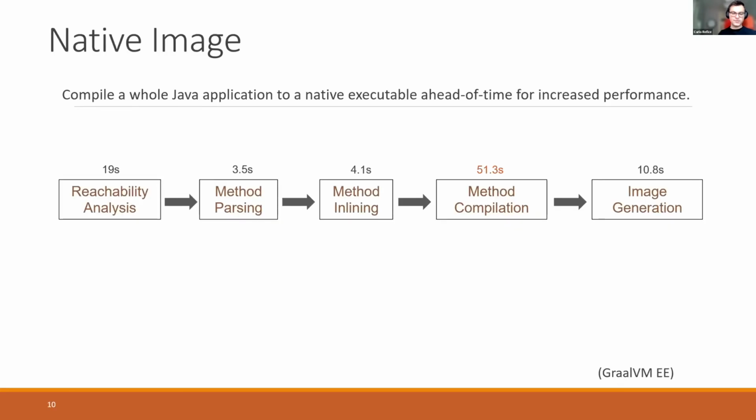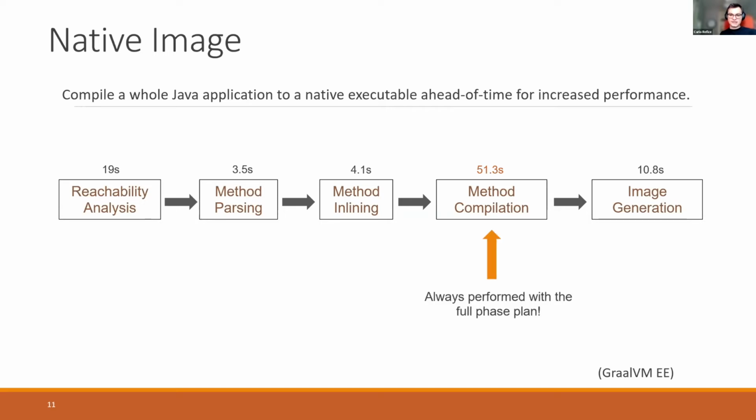Now let's go back to the native image build process. Out of all the phases that are needed to build an image, compilation is by far the one that takes the longest. These particular numbers were obtained through bootstrapping the Graal compiler using native image. But this same pattern holds with the other programs, where we see that method compilation is consistently the part of the build step that takes the longest.